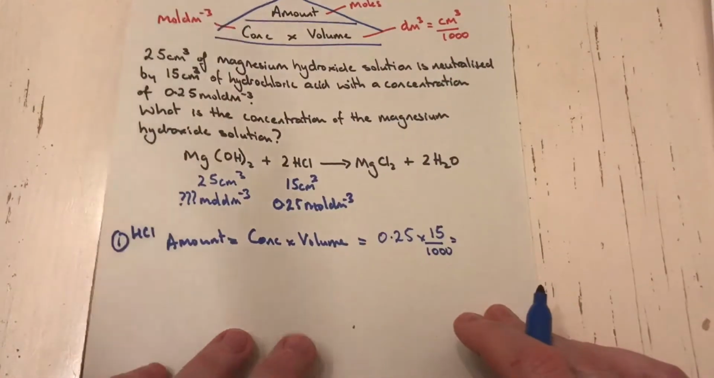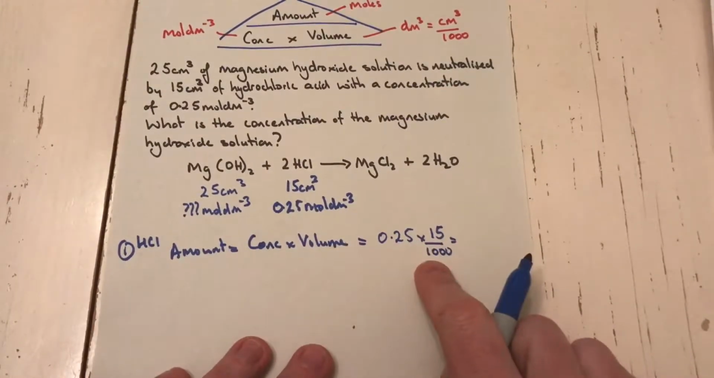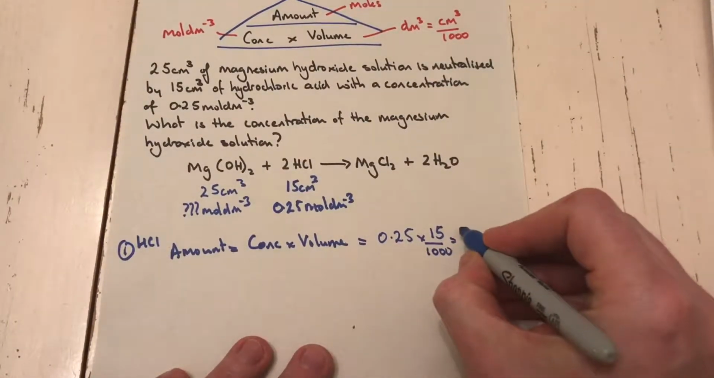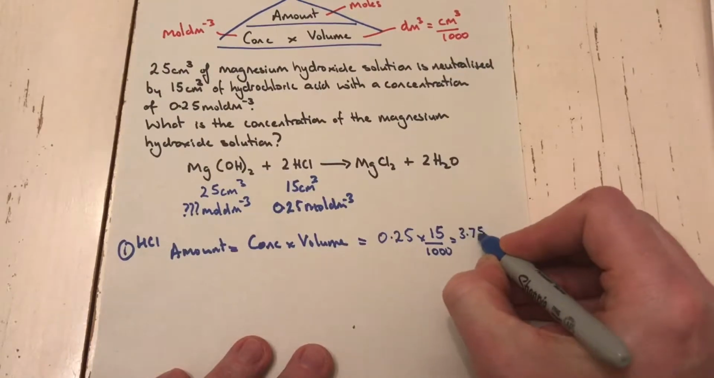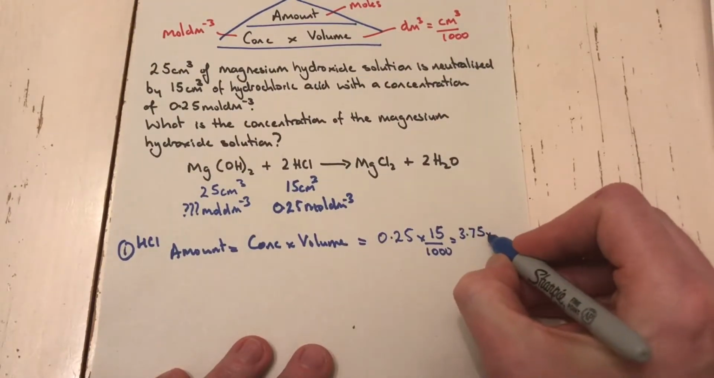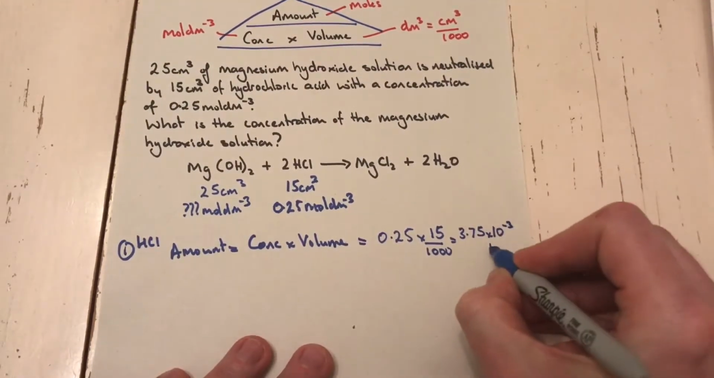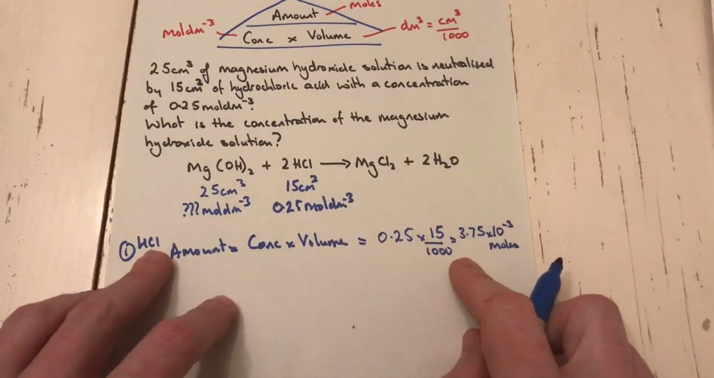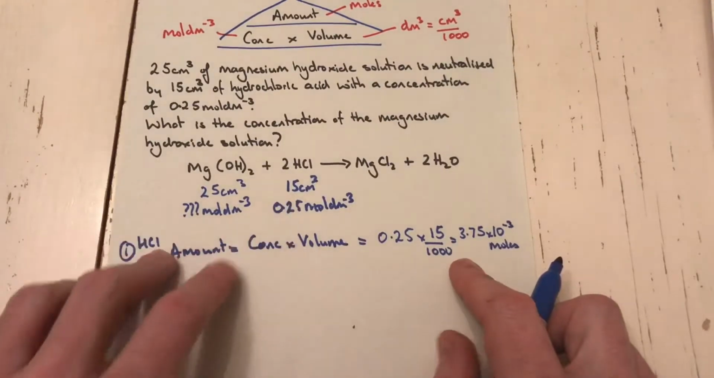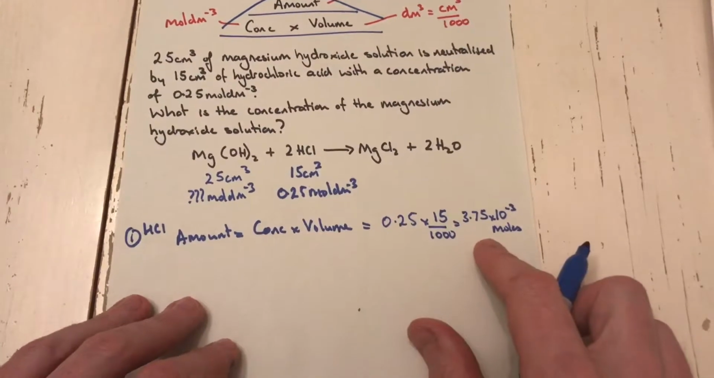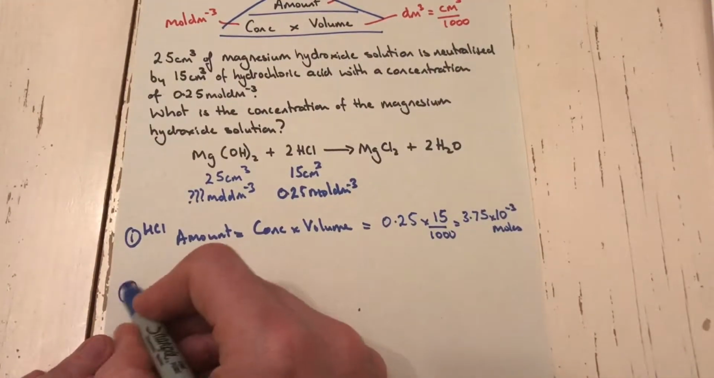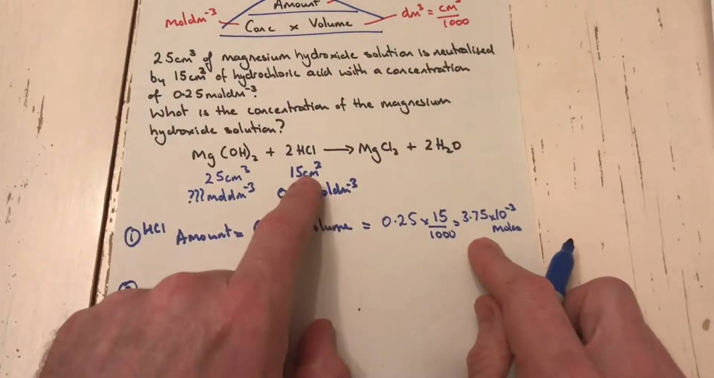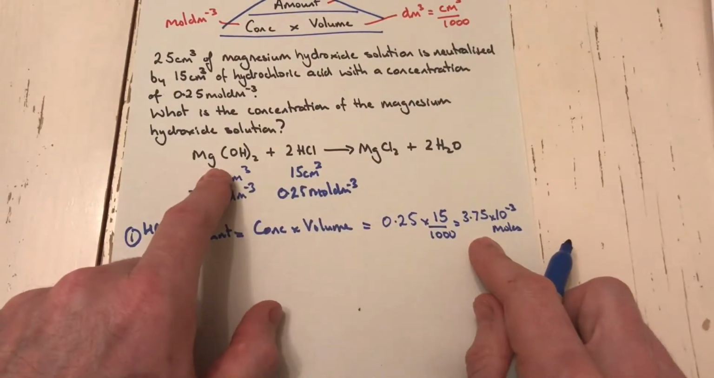Okay, so it's time to get your calculator out. You're going to work this out on a calculator. When you do that, you come up with 3.75 times 10 to the minus 3 moles of the hydrochloric acid that has reacted in the 15. That's step one done.